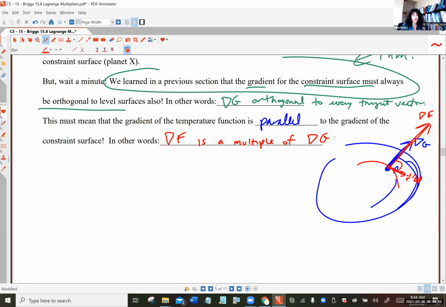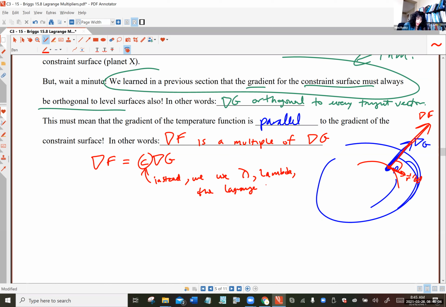So it's got to be true that the gradient of F is a multiple of the gradient of G. That has to be true. So this is what we could write. Del F is equal to some constant times del G. That's got to be true. But here's where Lagrange comes in. This constant is basically our Lagrange multiplier instead. So instead of just a C, we use lambda, the Lagrange multiplier.